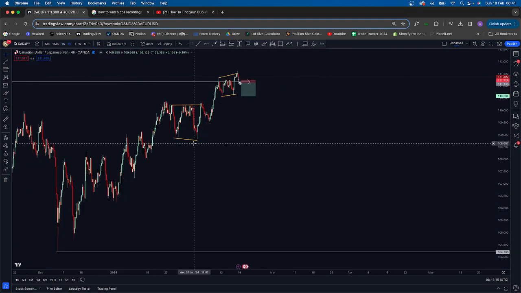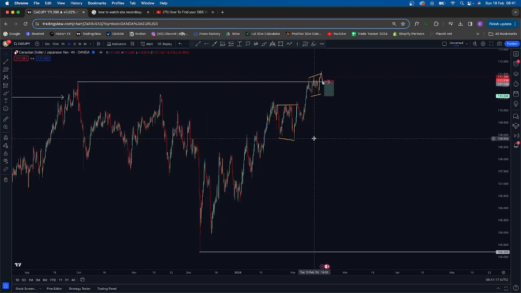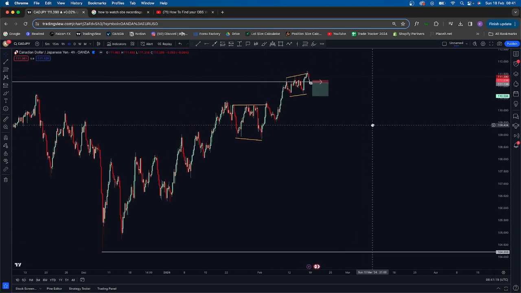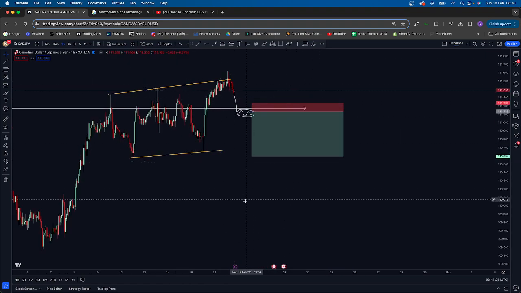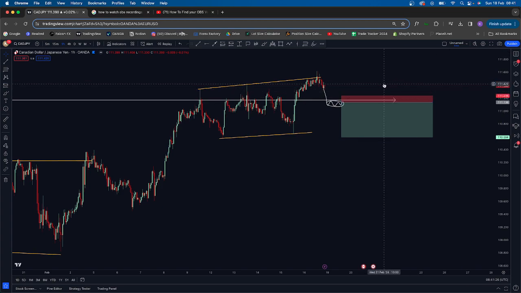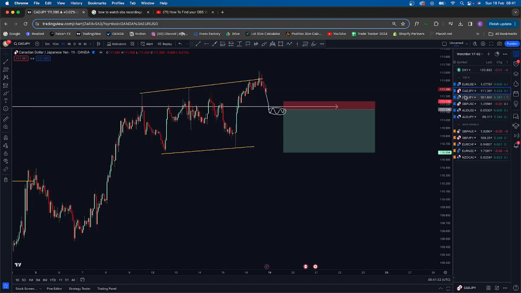If I just look on the 4 hour, you can see it more clearly on the 1 hour. So we've got a bit of a squeeze here, and let's see what happens. I will be looking at price to just break down here, just bearing in mind price could push to the upside. Okay, that's CAD yen.